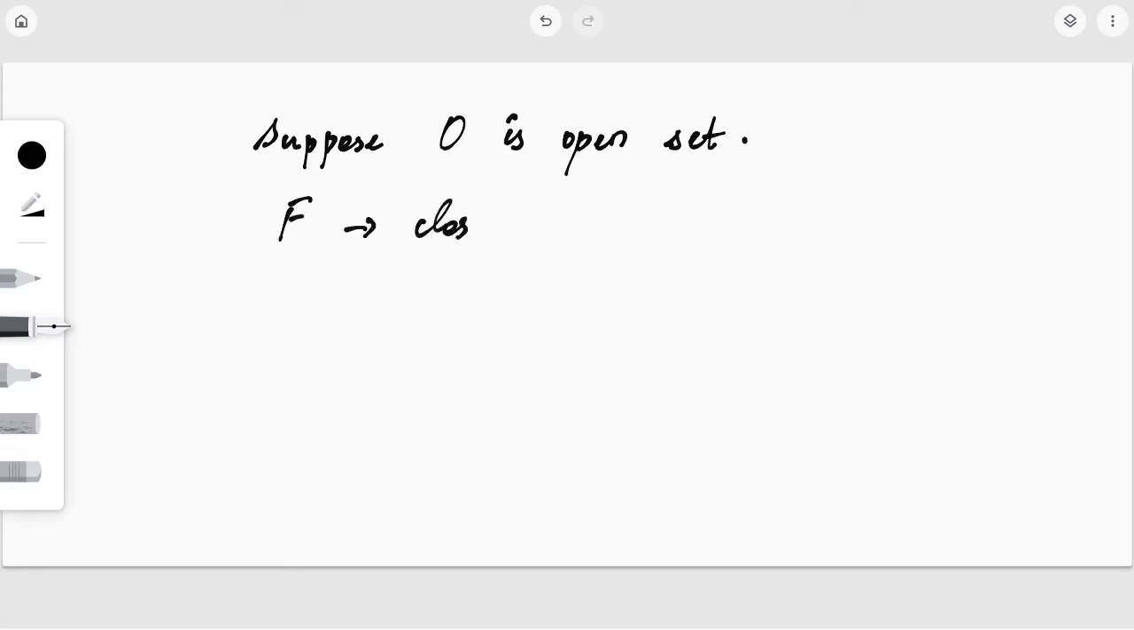So how can we prove this? Suppose that O is an open set. Now we need to show F is closed. So by definition of closedness, what is it? If there is a sequence x_n, say x_n belongs to F and x_n converges to x, to show that F is closed, we must show that x belongs to F.